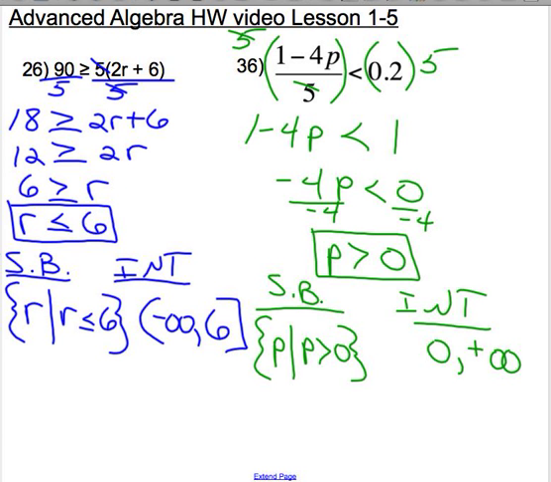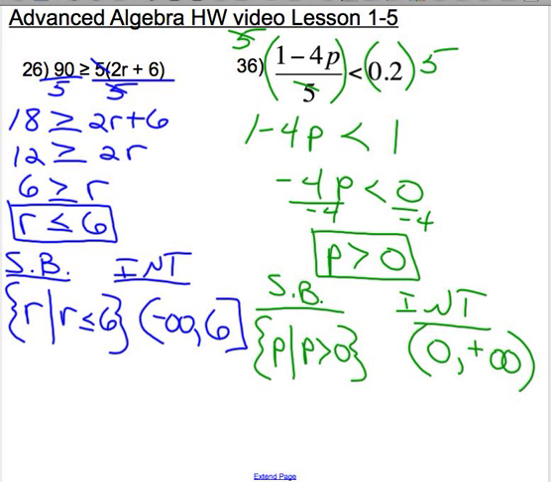Okay, so now I take a look at my inequality. I want p's that are greater than 0. That means I do not want to include 0, hence a parenthesis. I want to keep getting larger, larger through positive infinity. I can never get to positive infinity, so that gets a parenthesis as well.